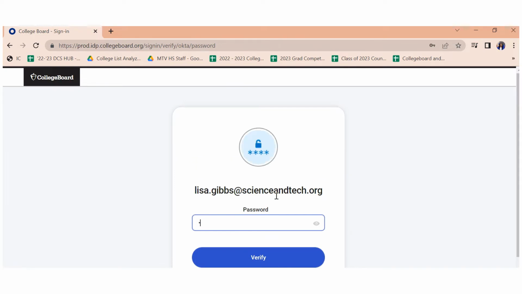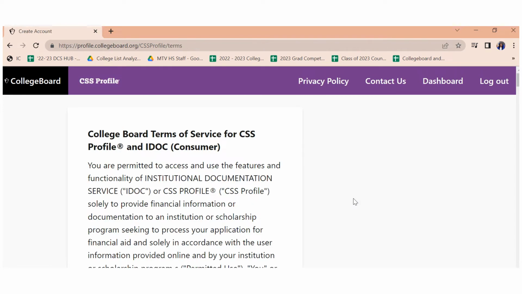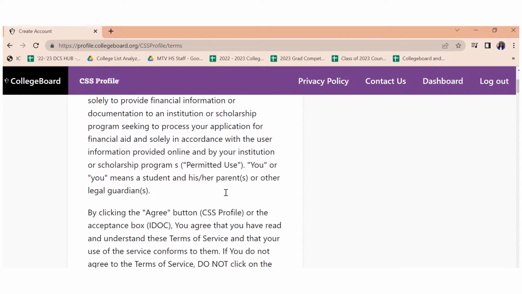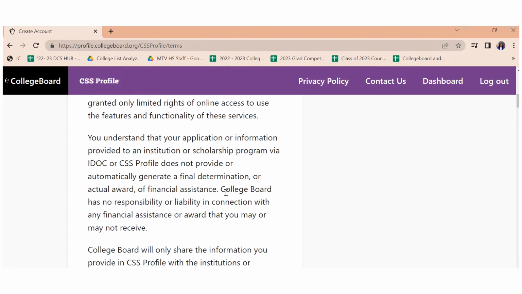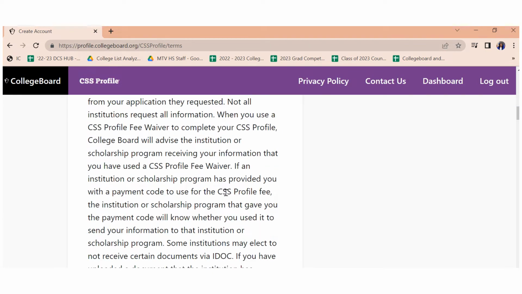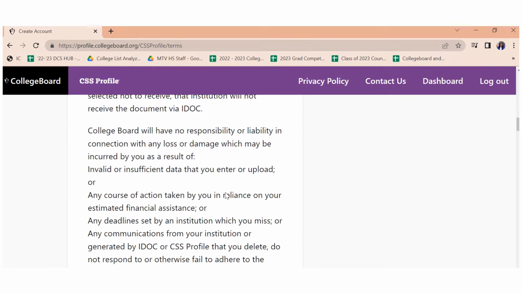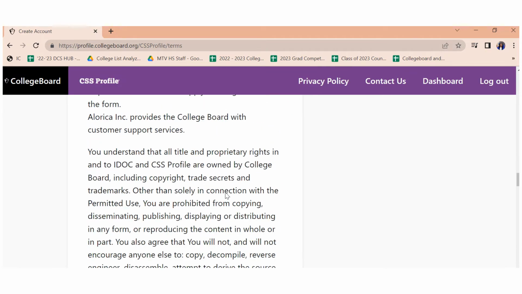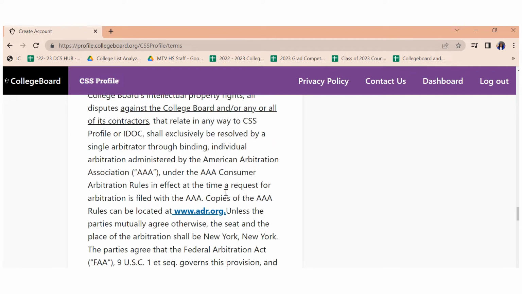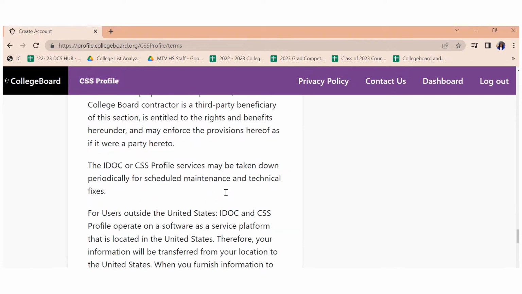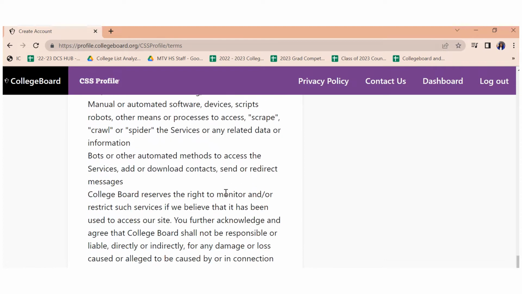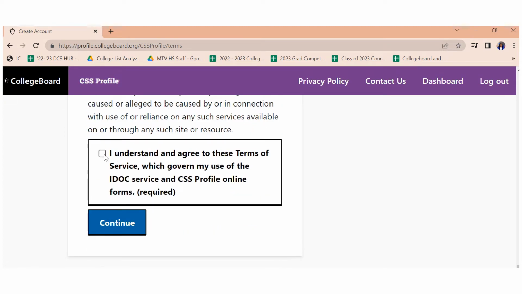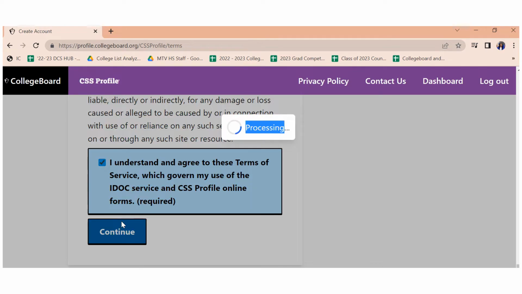And it's going to ask again for the student's password. And you will scroll down, read through this disclaimer. It's a very long disclaimer. Once you've read it, you will click I understand and click continue.